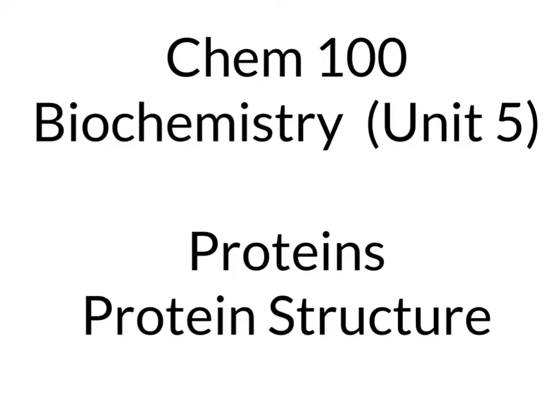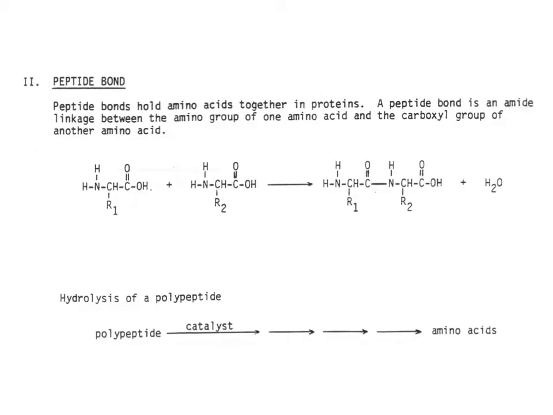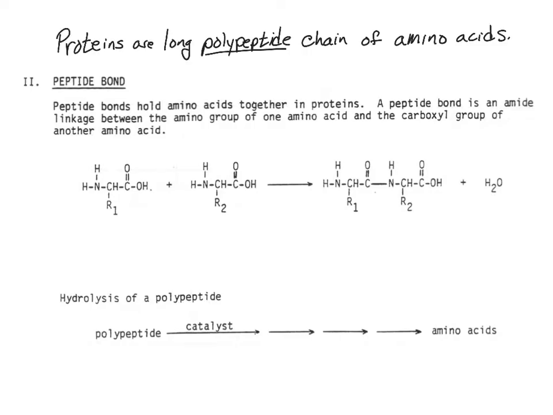Now we know about the R groups in the amino acids. Let's look at the overall structure of proteins and how they're built. So we know that proteins are long chains of amino acids that are linked together. The things that hold those monomers, called amino acids, together is called a peptide bond.